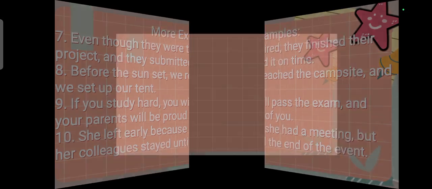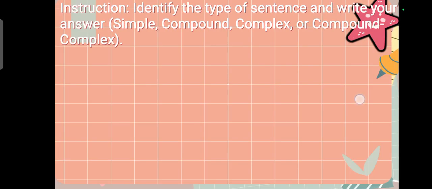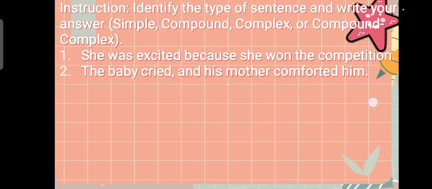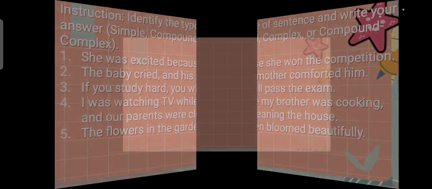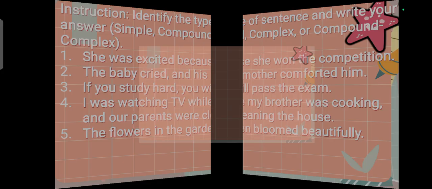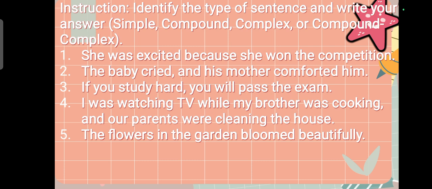Okay, right now, let's have a quiz. Let's try to answer this one. Number 1, she was excited because she won the competition. What do you think is the answer for this? Okay, this is a complex sentence. Number 2, the baby cried and his mother comforted him. Compound. Number 3, if you study hard, you will pass the exam.